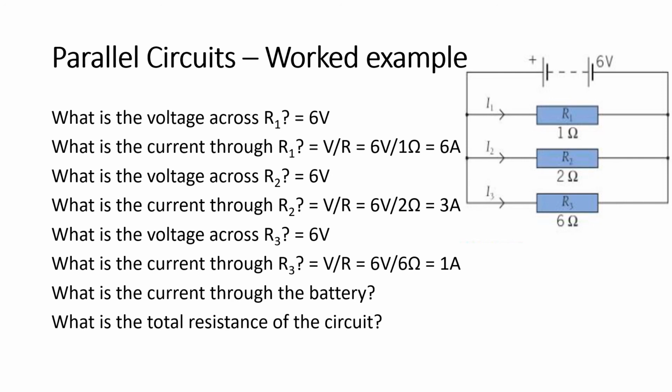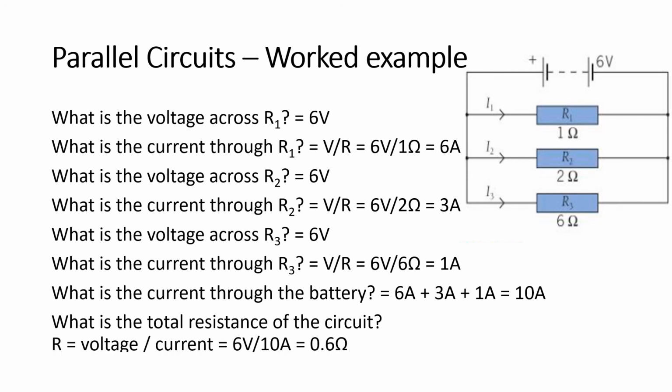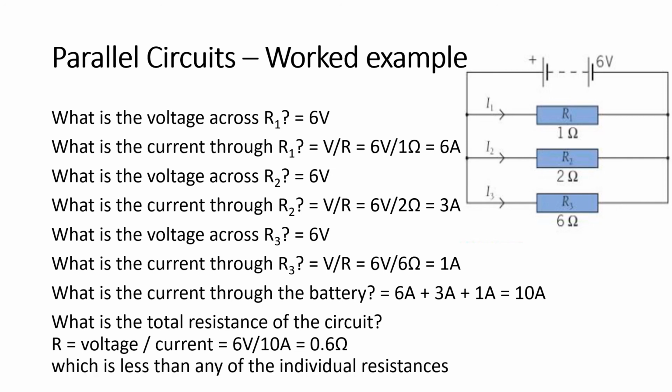So what's the current through the battery? Well, if you look at the circuit, all 3 currents join together by the time they go through the battery. So we need to add them all together to get the total current through the battery, which gives us 10 amps. Once we know this, we can use that voltage and the total current to find the total resistance. Resistance equals voltage divided by current, which is 6 volts divided by 10 amps, which gives us 0.6 ohms. Just notice that this is less than any of the individual resistances.